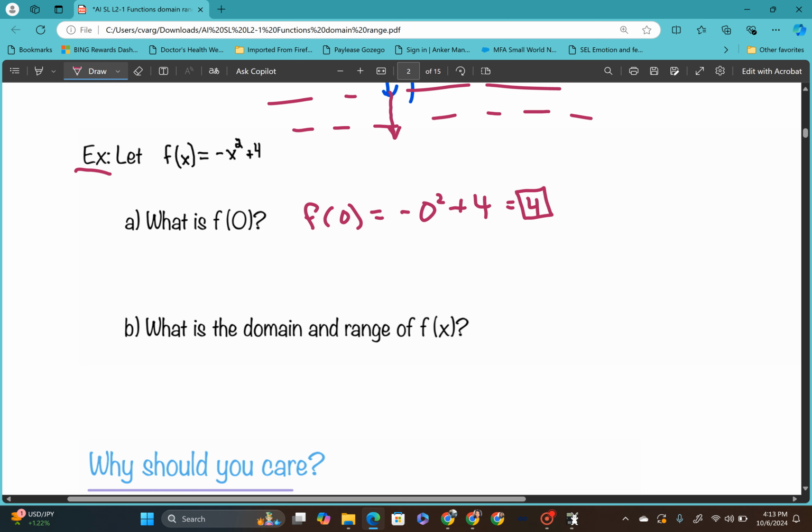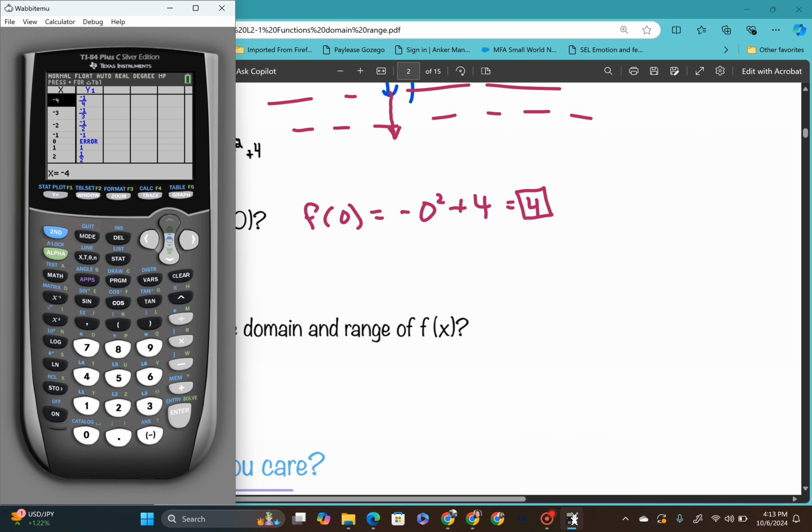All right. Then it says, what is the domain and range of f of x? So I'm going to go to my calculator. Let's type in my original function. So let's clear what's there. And it's negative, not minus, right? Negative x squared plus 4. And I'm going to hit graph. So let's see what we get. Okay, that makes sense. So that's a negative x squared graph, and it's plus 4.